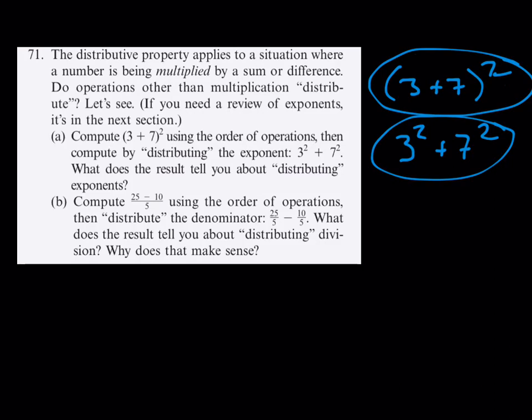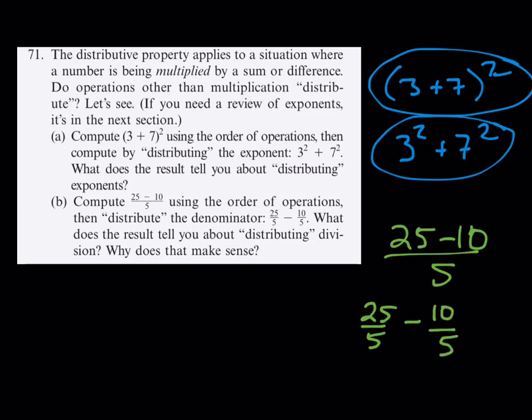And then in part B, we are asking, can we distribute the denominator of a fraction? So same deal. You want to compute 25 minus 10 divided by 5, and you do that using order of operations. And then 25 over 5 minus 10 over 5. All right, so does that mean we can distribute division like that?